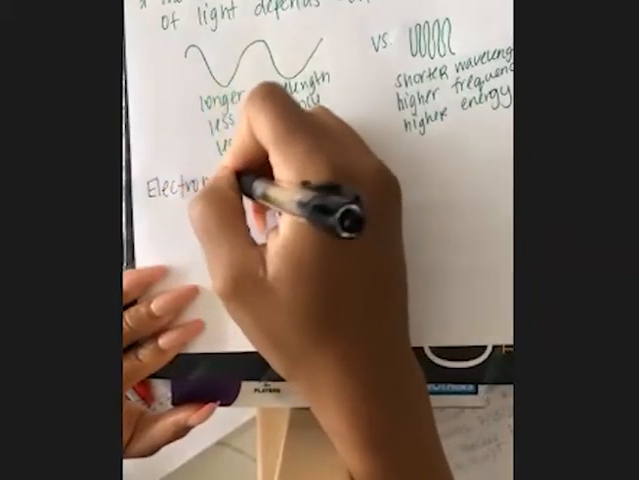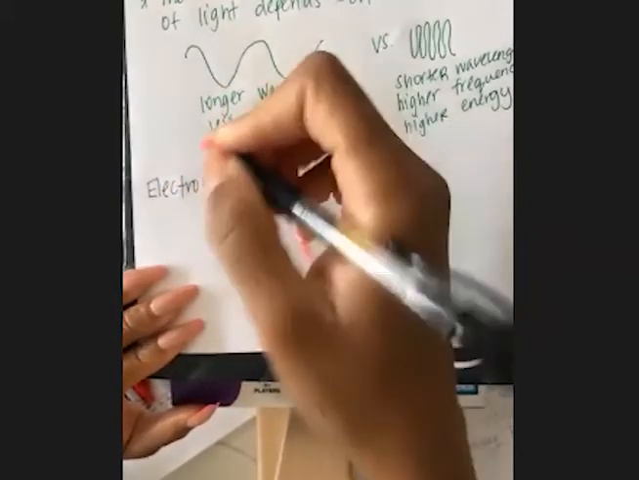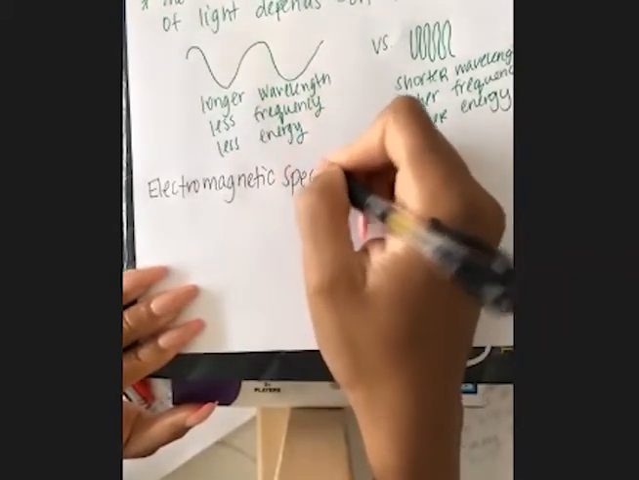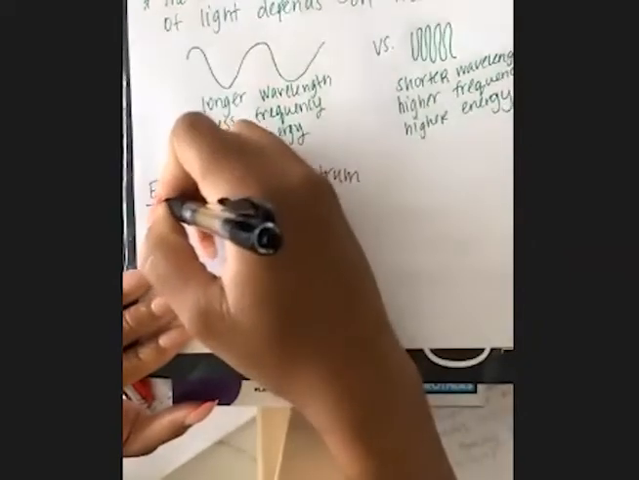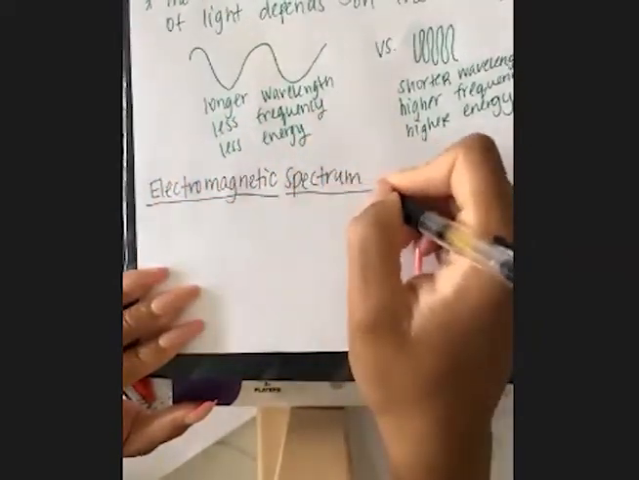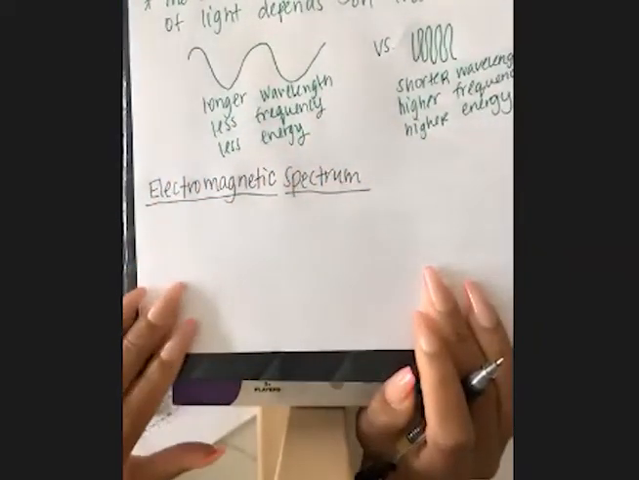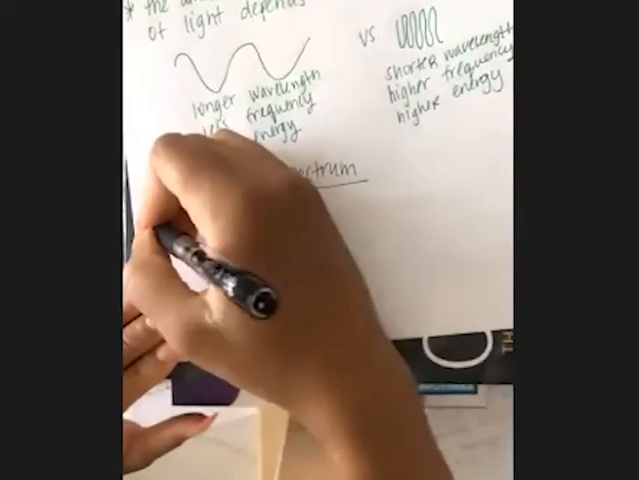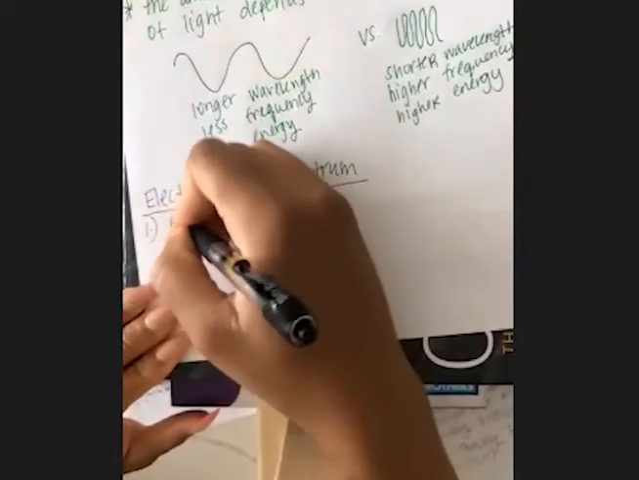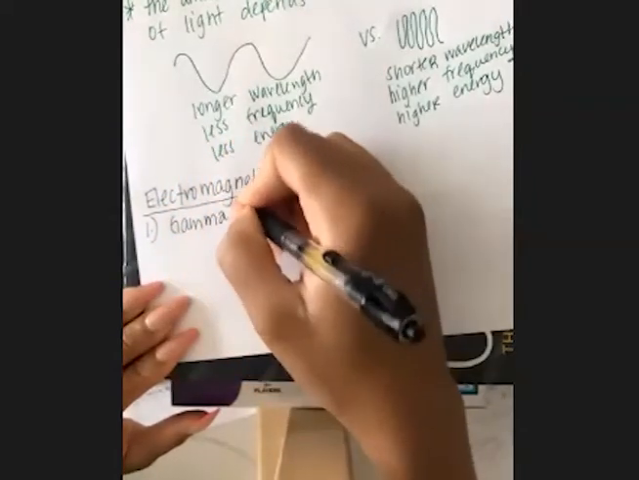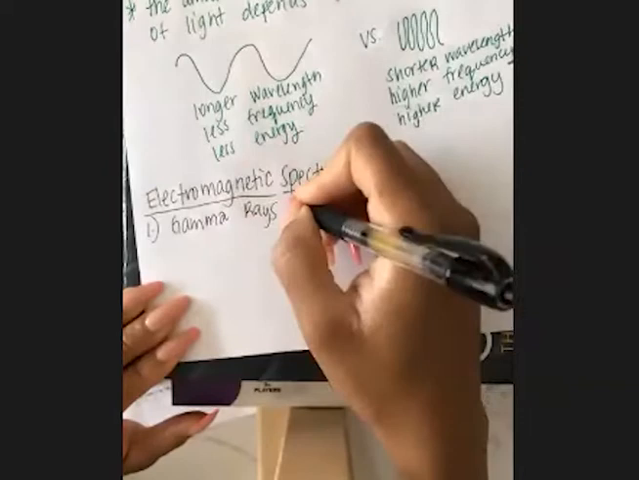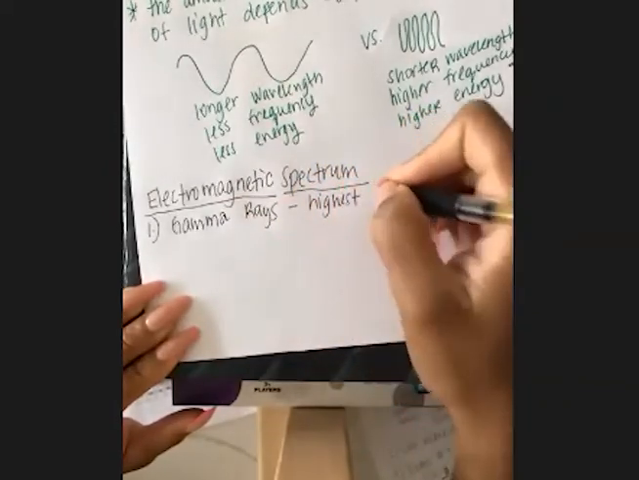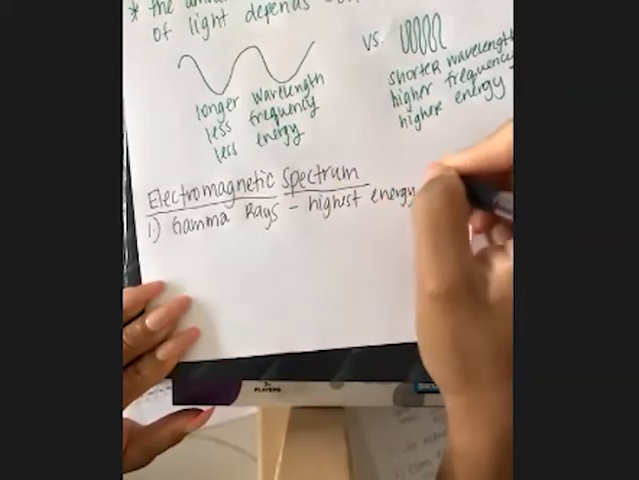Okay. Electromagnetic spectrum, or a similar picture will come up. All right, so on the electromagnetic spectrum, we're gonna start off with gamma rays. Gamma rays have the highest energy / frequency.